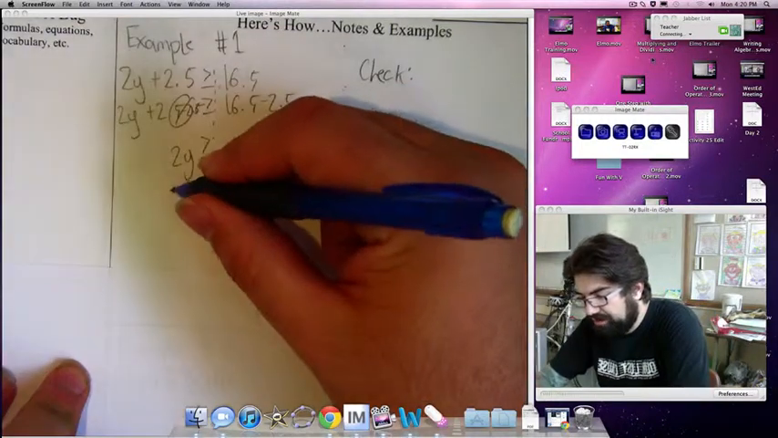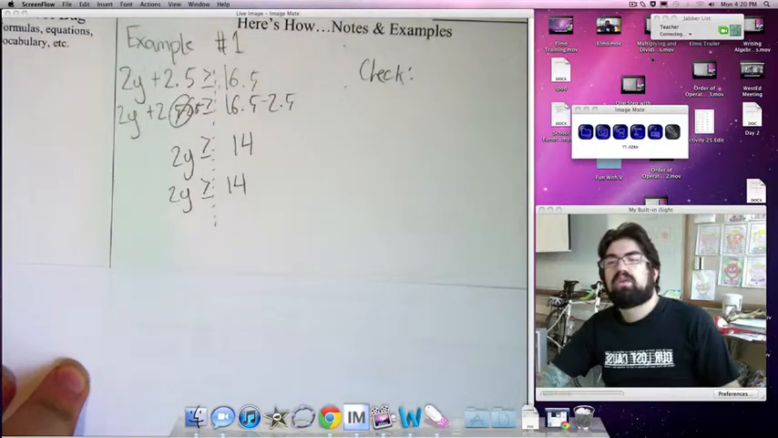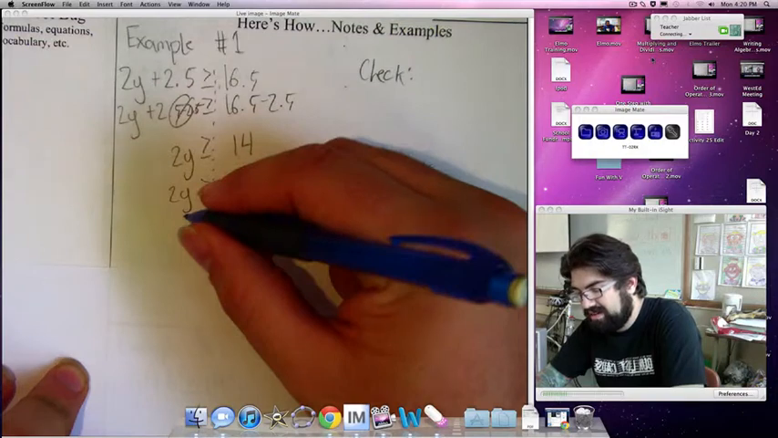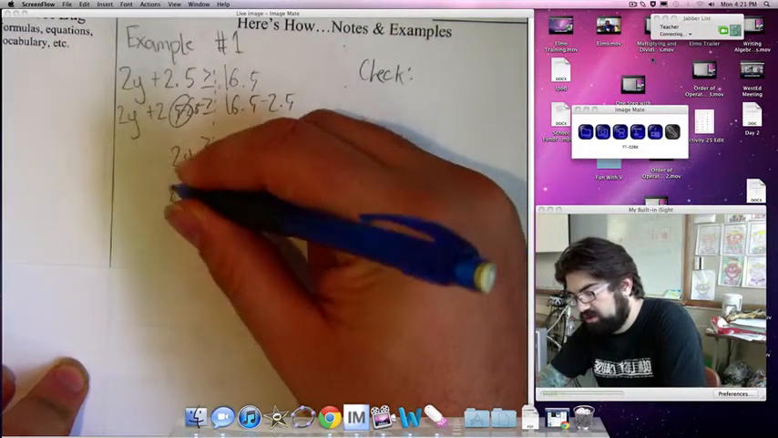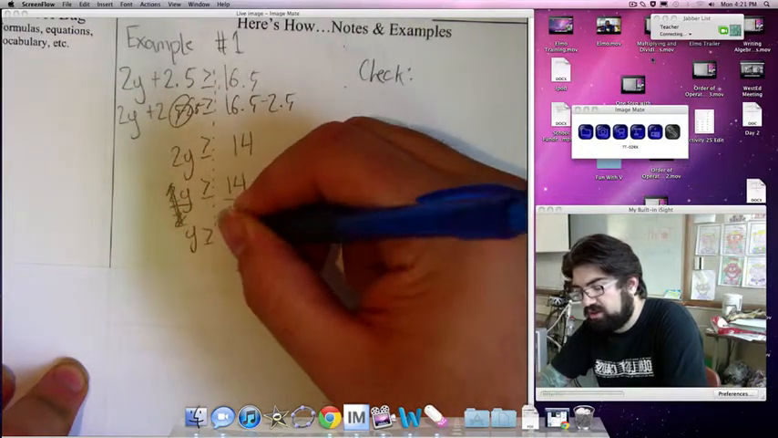I'm going to rewrite. They're multiplying, and the inverse operation of multiplying is dividing. So I'm going to divide both sides by 2. 2 divided by 2 is 1. So we get y is greater than or equal to 7.